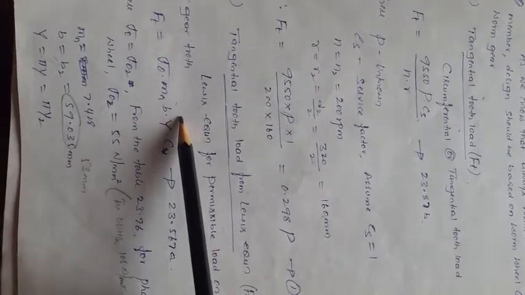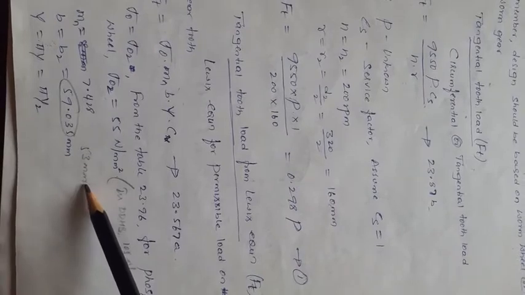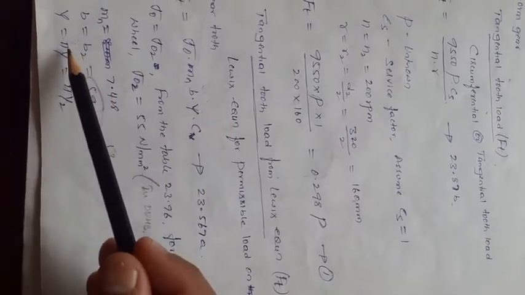Sigma naught over Mn, we already calculated, 7.48. What is the B value? You should take 53 mm, not 59 here, 53 mm. Capital Y is pi into small y.